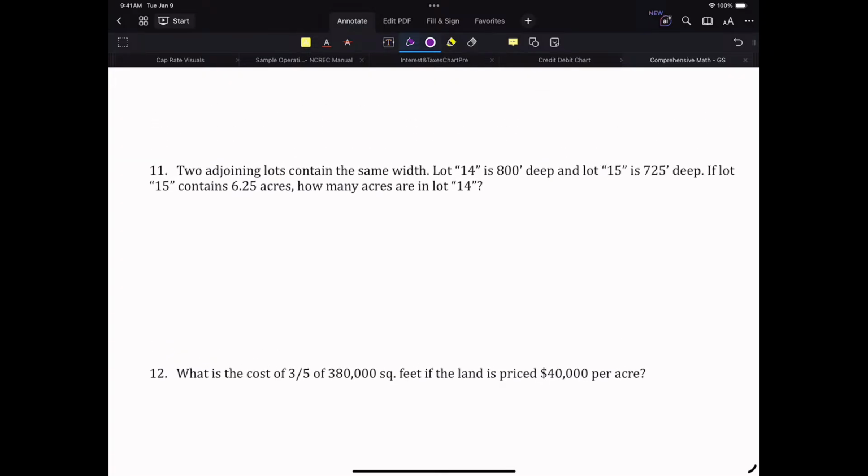Now, before I get into this, let's just talk about some basics. In order to do this problem, we need to know that area is equal to length times width. That you're just going to have to memorize. I'm hoping that you remember that from 7th grade geometry, but maybe you didn't. The other thing we needed to know is the number of square feet in an acre. So we've got 43,560 square feet in an acre.